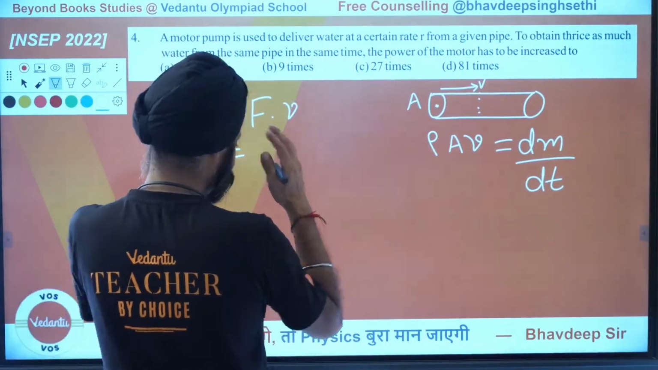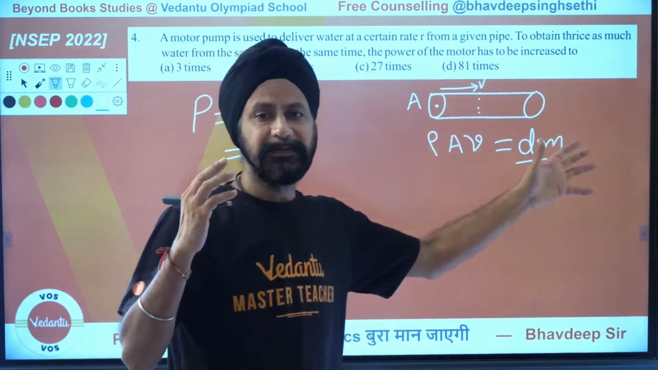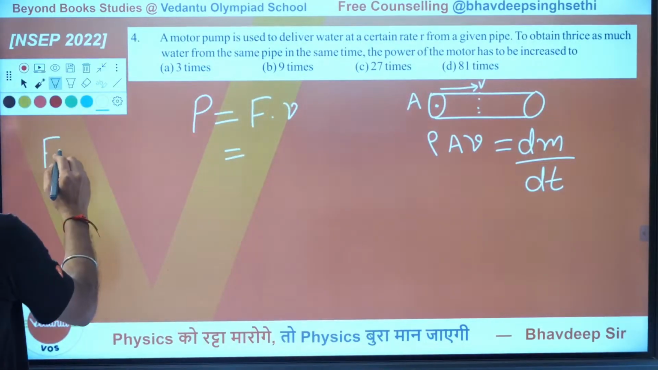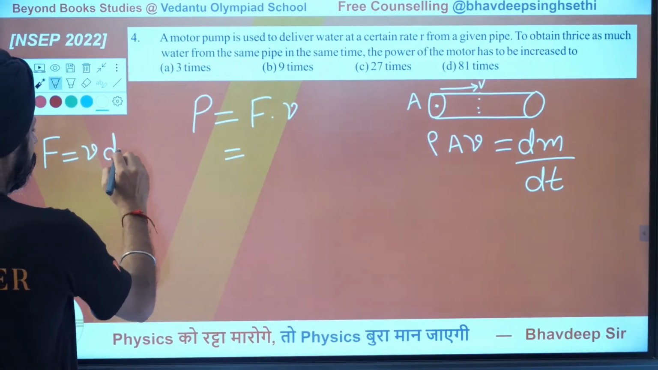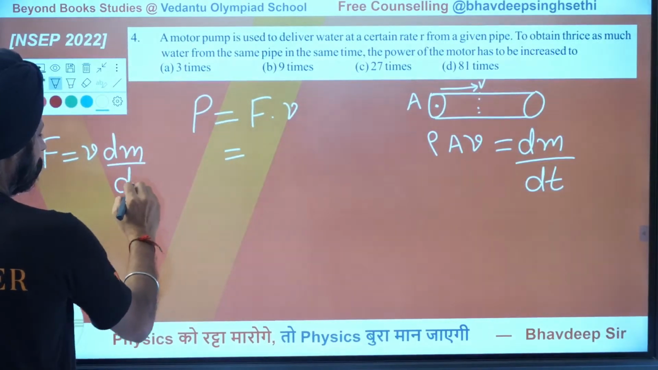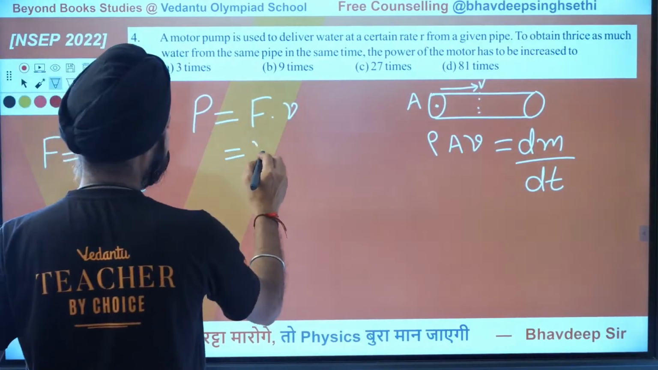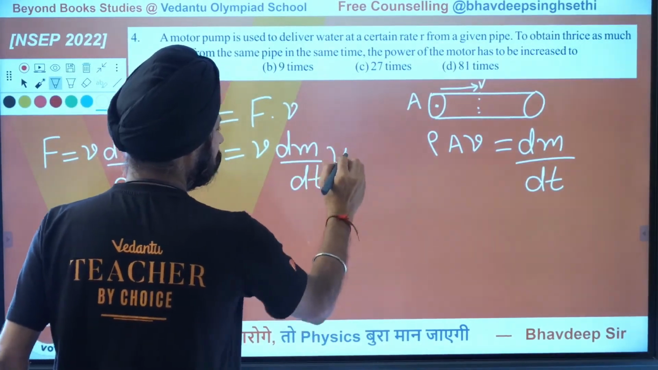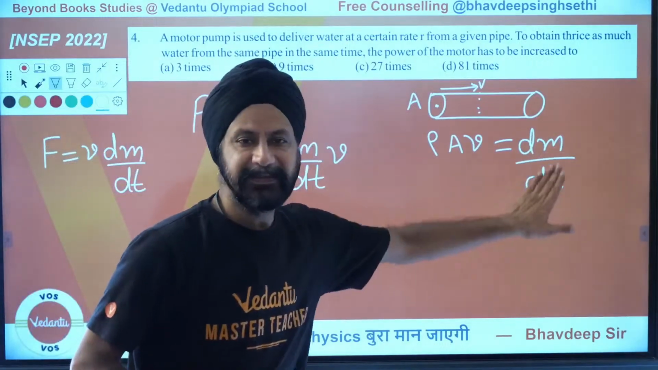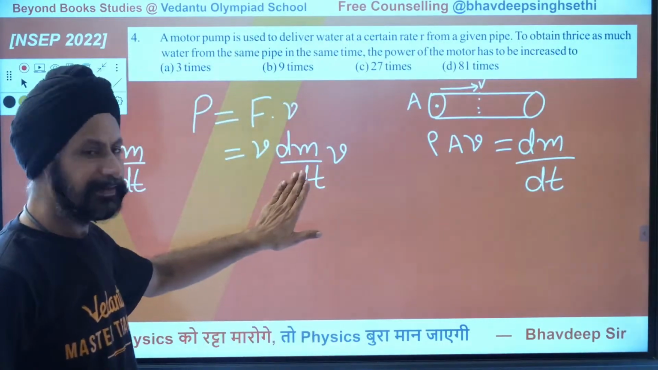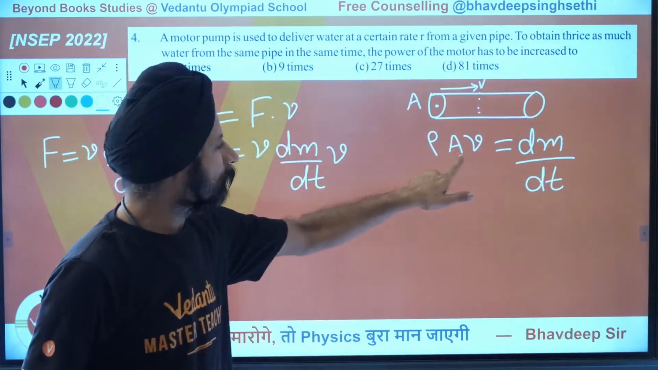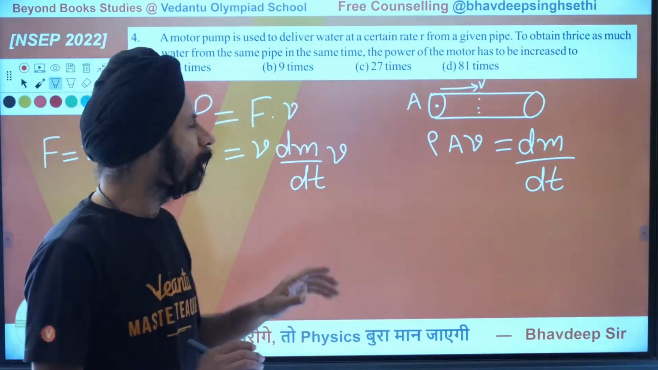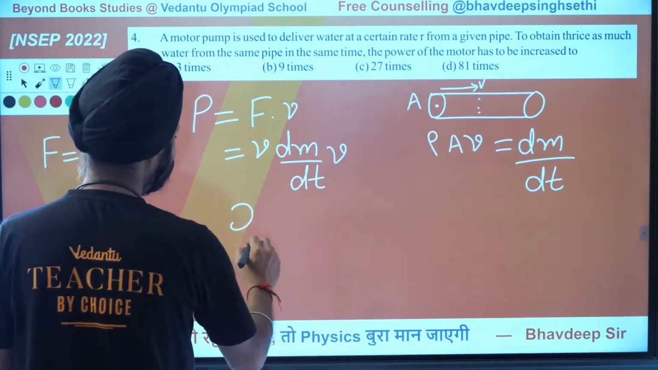But think about it this way. If the velocity is to be incorporated in this formula, can I not say force is velocity times dm by dt? So you plug that in there. So what you have is v times dm by dt times velocity. So what we are saying is if I want to make this 3 times, good, I can make this 3 times, but when I'm making this 3 times, this is also becoming 3 times. So this is becoming 3 times, this is becoming 3 times. Overall power is becoming 27 times.